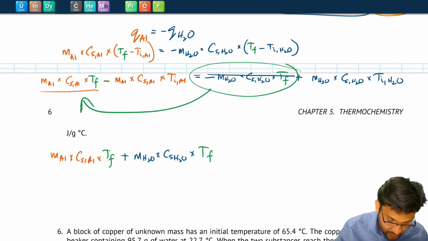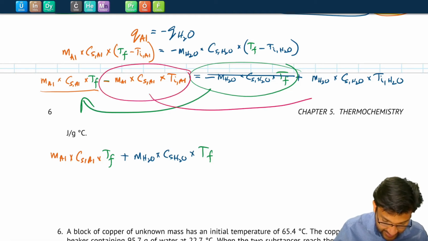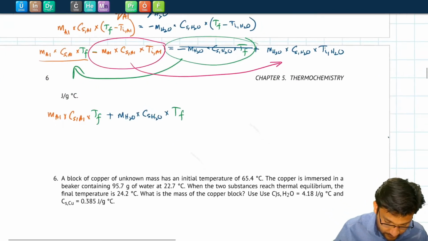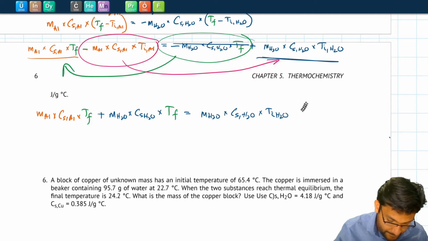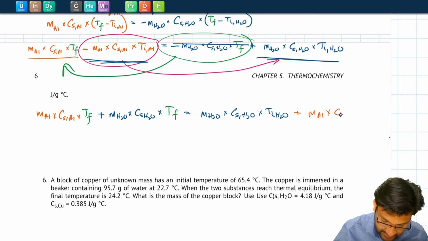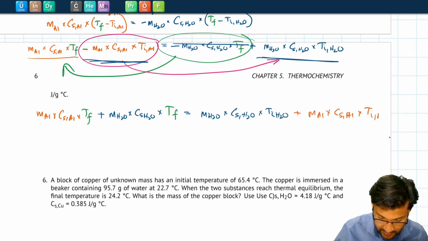And then I'm going to move this to the right-hand side by adding it on both sides. So that will give us this again is equal to mass of water times specific heat capacity of water times the initial temperature of water, plus this, so that'll be plus mass of aluminum times specific heat capacity of aluminum times the initial temperature of aluminum.